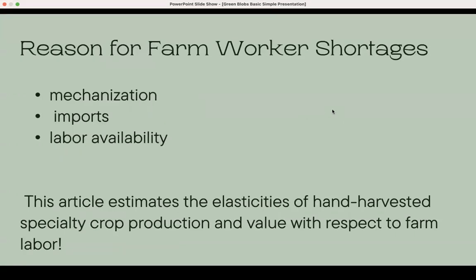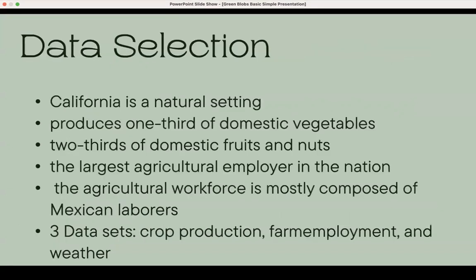Reasons for farm worker shortages are tied to, but not limited to, mechanization, imports, and labor availability. Later, we're going to go into more shocks that affect the labor supply. This article overall is going to estimate the elasticity of hand-harvested crops with respect to farm labor. We're going to look at that in a little bit.